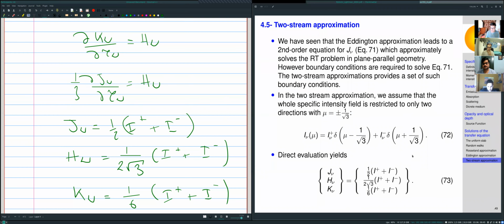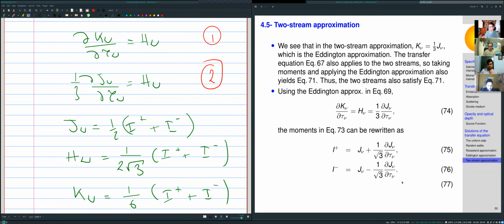Okay, so we have two equations here. Let me put the colors. So we have equation 1, equation 2, okay? And I replace the values for J, H, and K into equations 1 and 2, okay? Then I can solve for I plus in terms of J, and this is what's done here. The result is this one, okay? So we have two equations, 1 and 2, that relate I plus and I minus with J.